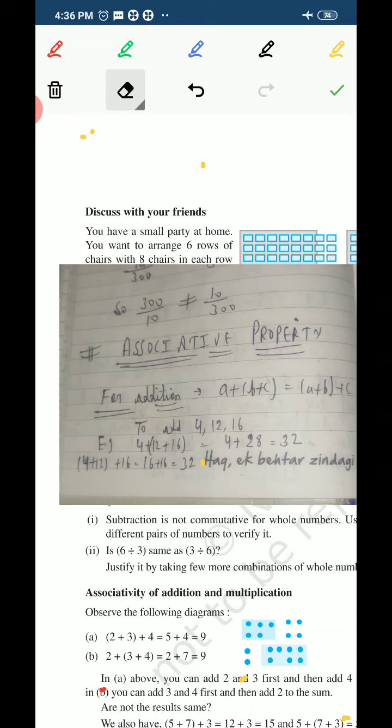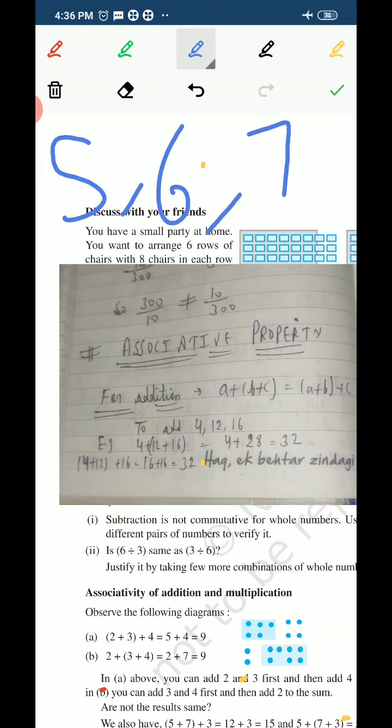Now we have to check whether it is satisfied for the other three operations, that is multiplication, subtraction and division. So let's see for multiplication. Let's take three numbers 5, 6 and 7. Let's associate them for multiplication. Now I am applying this property for multiplication; earlier we applied it for addition.